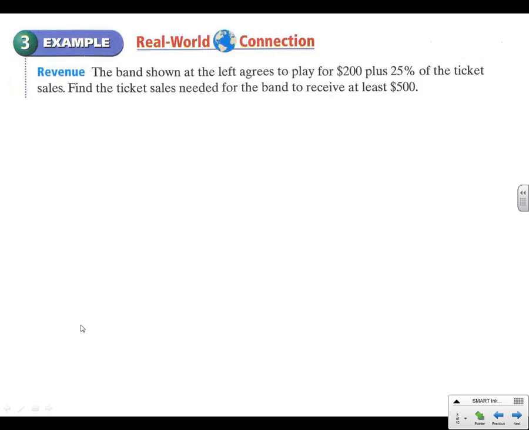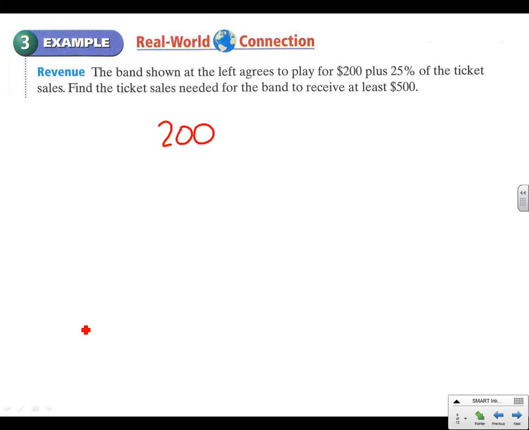All right, let's try a word problem here. The band at the left, and there was a picture that I didn't copy, agrees to play for $200 plus 25% of the ticket sales. Find how many ticket sales we need for the band to receive at least $500. All right, so we talked about this before. We've got our fixed cost and our variable cost.